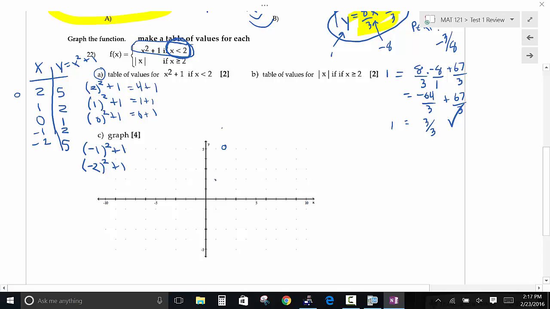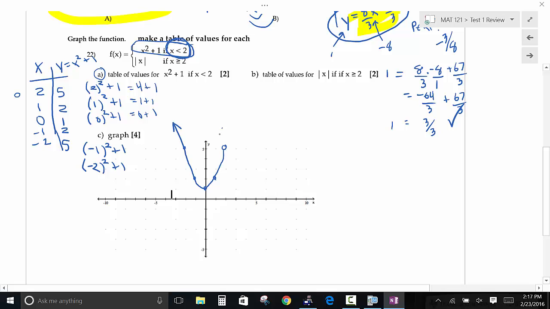1, 2, plot your point. 0, 1, plot your point. Negative 1, 2, and then negative 2, 5. Like that, and then do this. Now, I'll tell you something that students do all the time on this, is they want to make the parabola go past that bubble. Do not make that parabola go past that, okay?